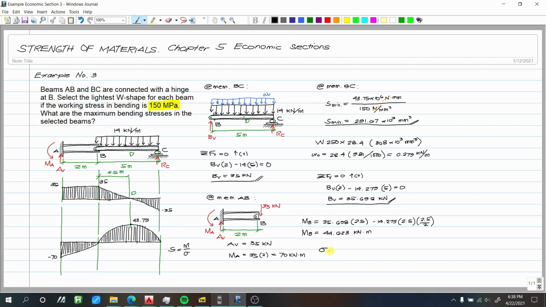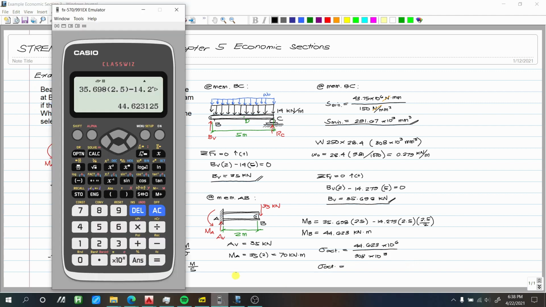Kunin naman natin yung ating actual bending stress. Syempre ang ating bending stress is equals to moment over S. Okay, so 44.623 times 10 raised to 6 over yung S natin sa ating W section, that is 308 times 10 raised to 3. So yung ating actual bending stress is equivalent to 44.623 times 10 raised to 6 over 308 times 10 raised to 3.